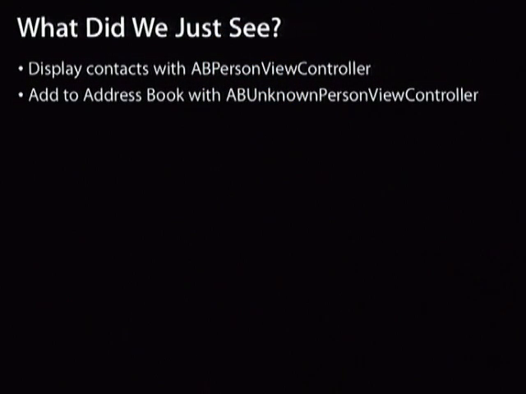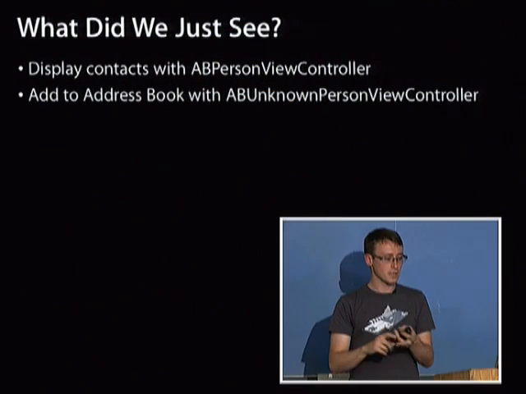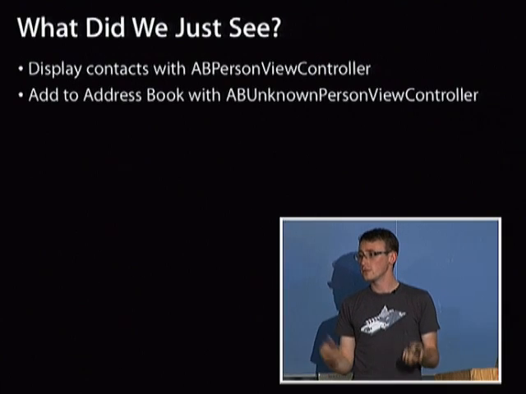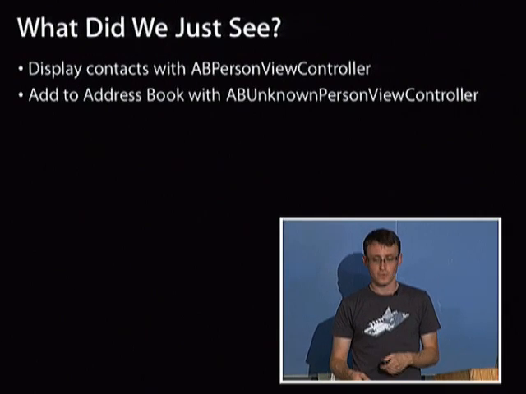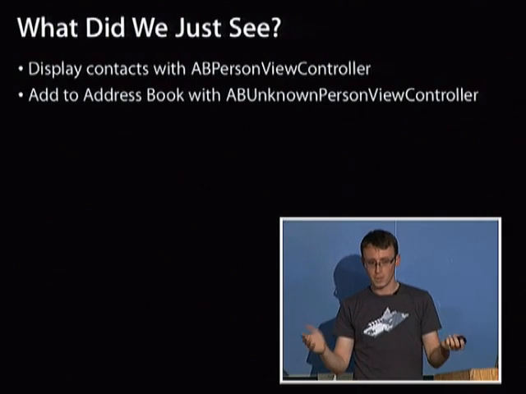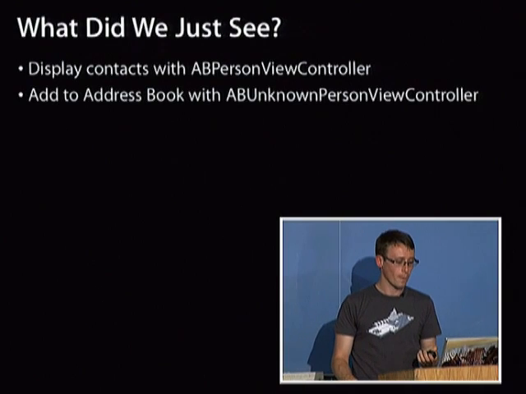All right. So what did we just see? Displaying contacts. If this is a contact that is in your address book, you probably want to use the AB person view controller. If this is a contact you want to let the user add to their address book, use the AB unknown person view controller. Those are the main differences between the two.